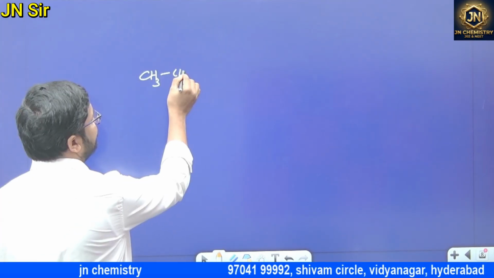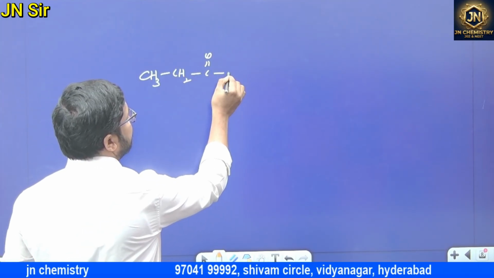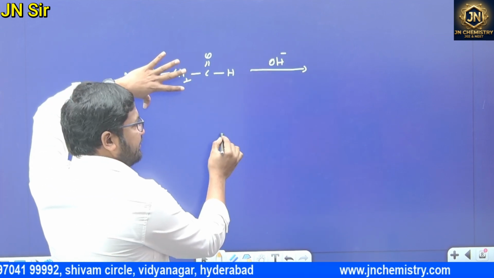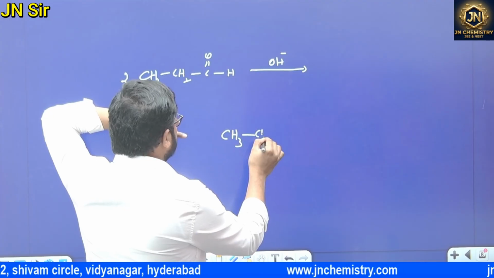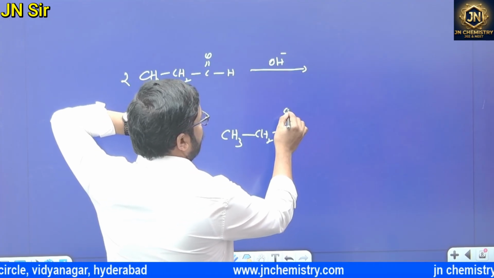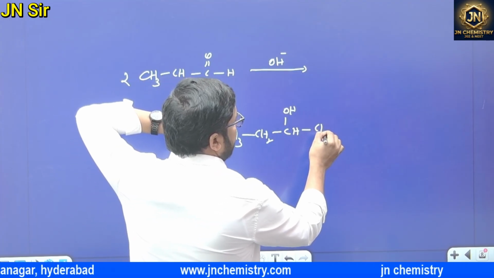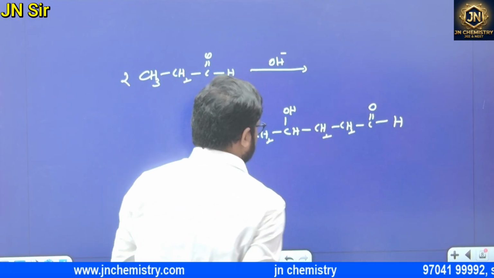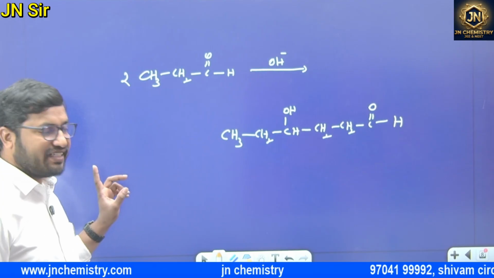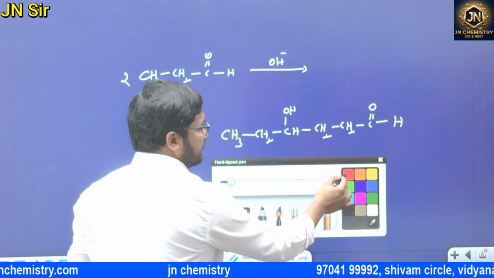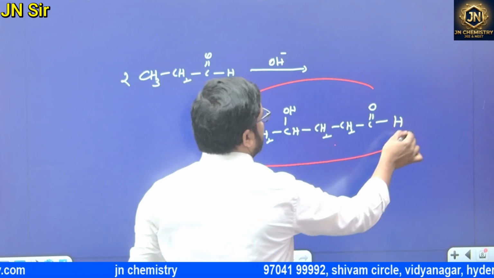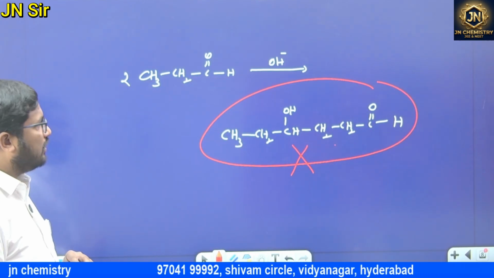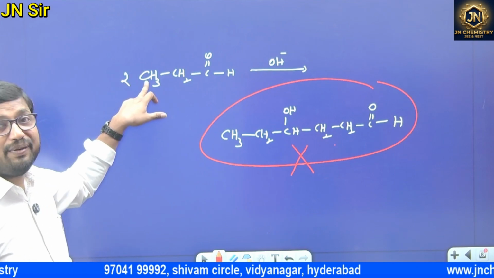CH3, CH2, C double bond O, H. I am giving it like this. They'll write the product like this: CH3, CH2, COH, H, CH2, CH2, C double bond O. So 90% of students will write this one, because they removed the beta hydrogen.